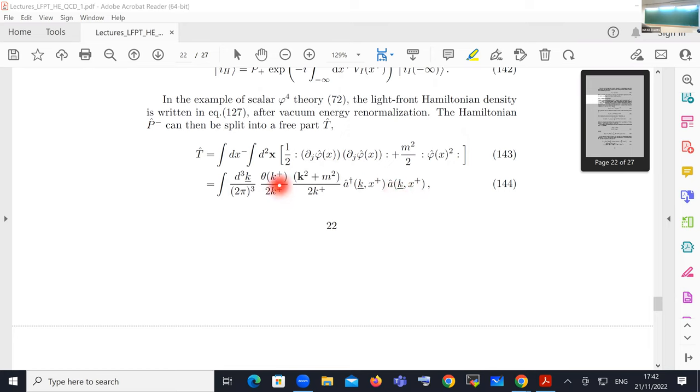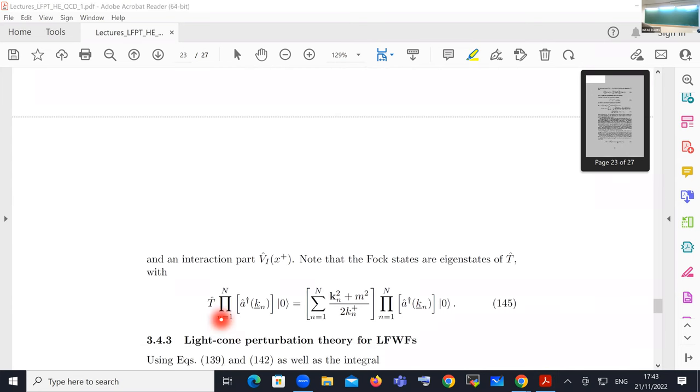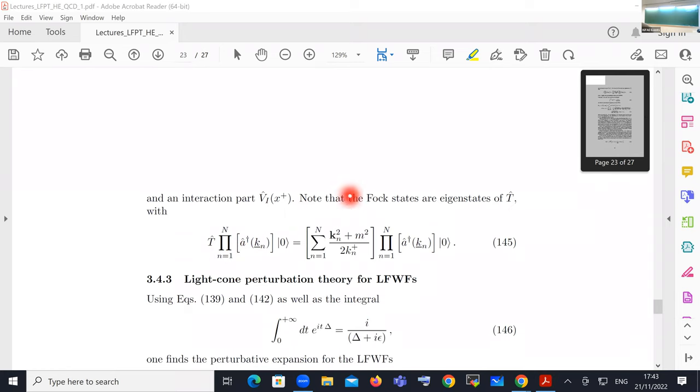So here, okay, you have a summation over this, obviously. And so basically, for each parton of momentum K plus and K perp that you have in your Fock state that you act on, it will just give you that. So when you act on a Fock state here, you will just get a term like K perp squared plus M squared over 2K plus for each of the partons that you have here, because I just gave you the sum.